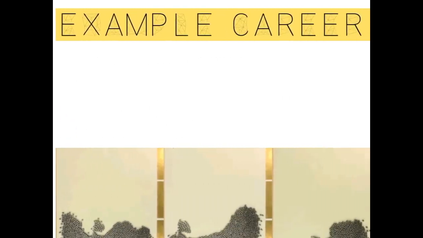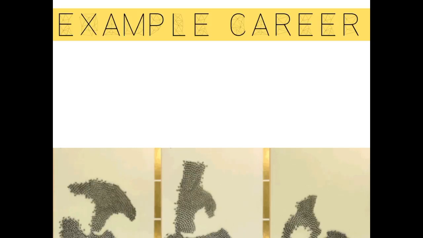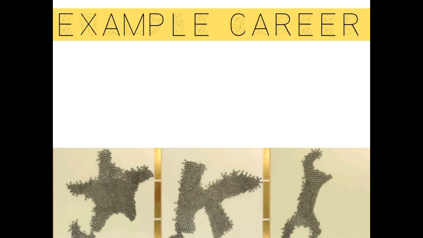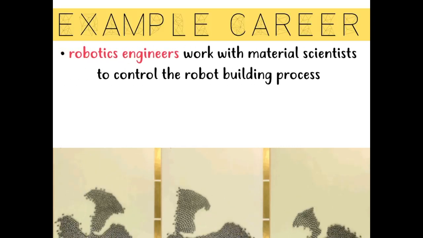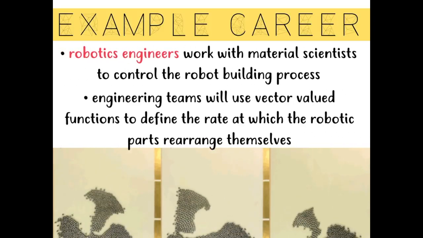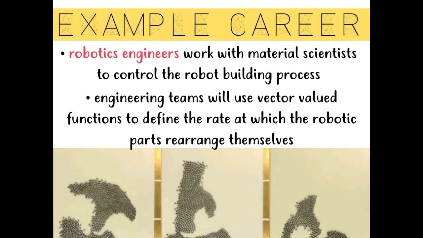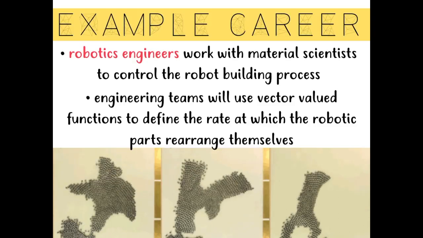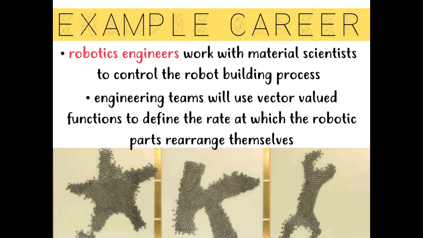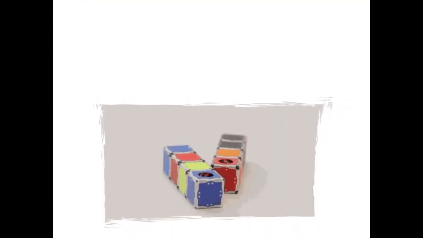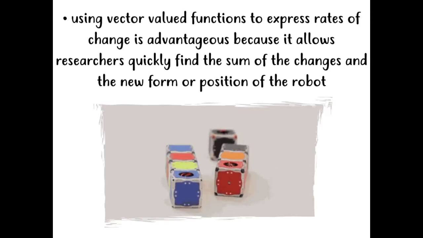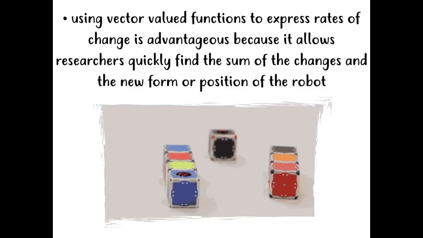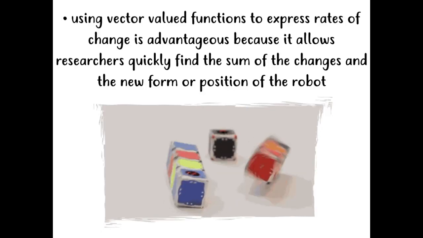or stormy. A career that utilizes vector-valued functions are robotics engineers, who work with material scientists to control the robot building process. Engineering teams will use vector-valued functions to define the rate at which the robotic parts can rearrange themselves. Using vector-valued functions to express rates of change is advantageous because it allows researchers to quickly find the sum of the changes in the new form or position of the robot.